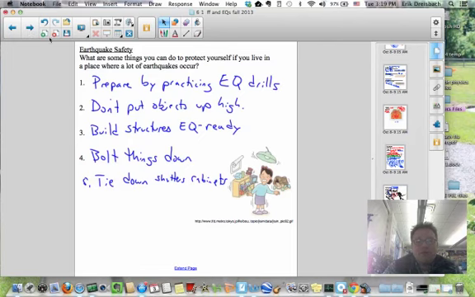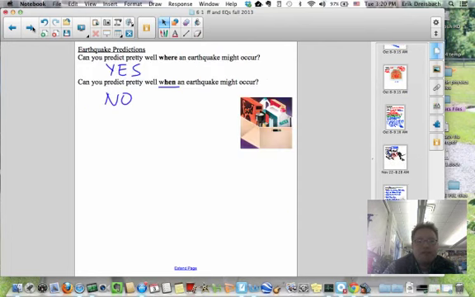Earthquake safety. I won't go through all of these, but we talked about those in class. Read those through. Definitely be prepared to know about earthquake safety, but you guys are becoming experts on that.